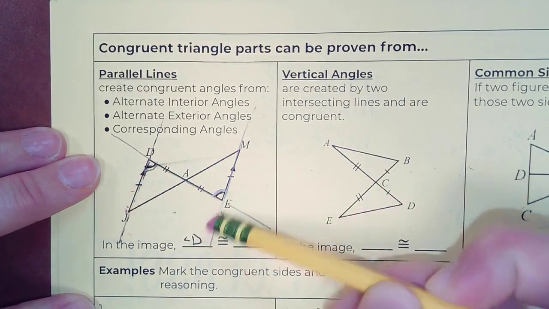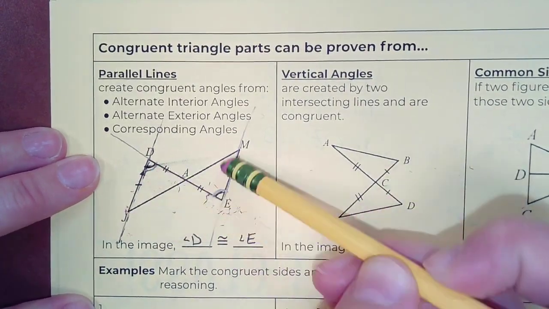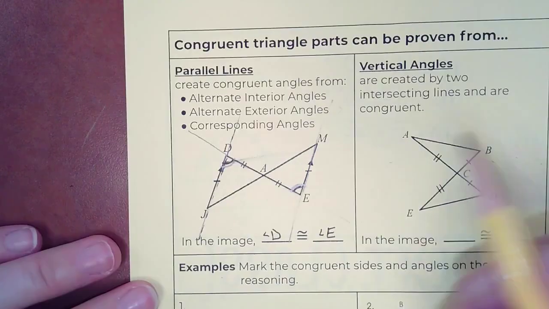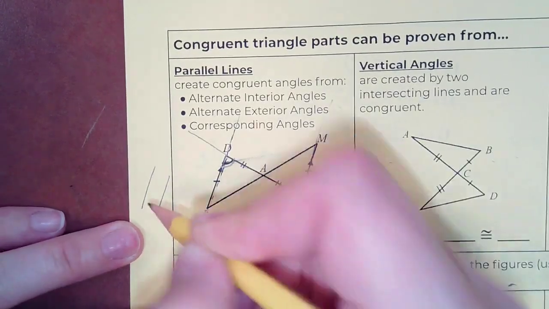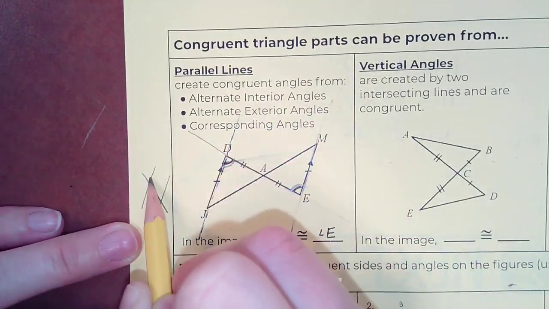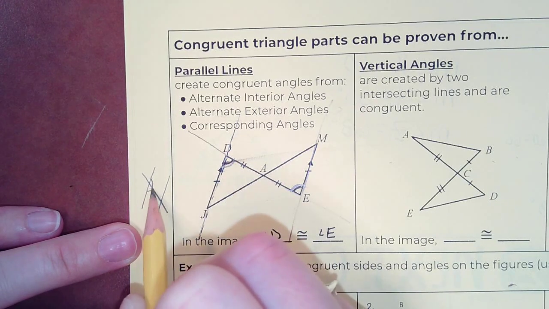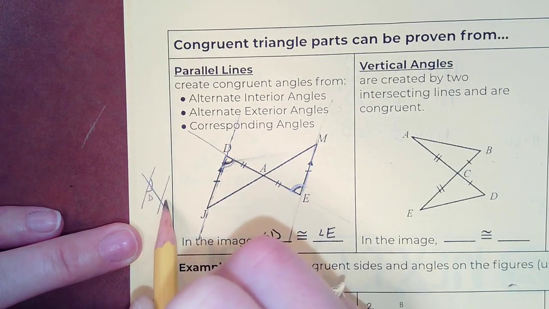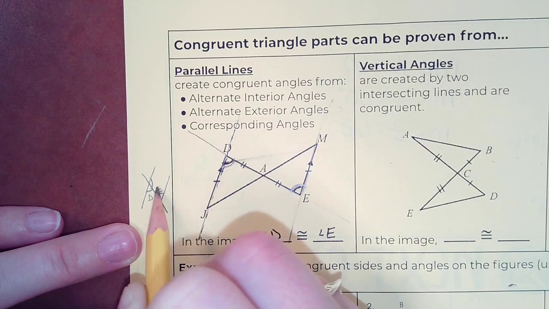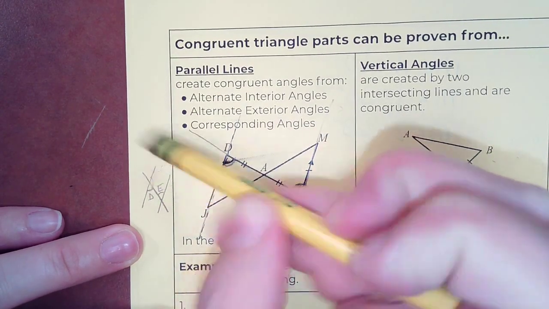If you're having a hard time seeing that, I really encourage you to extend the lines. If you need to completely draw it outside and say, okay, this is angle D here, and this is angle E. Those were alternate interior.